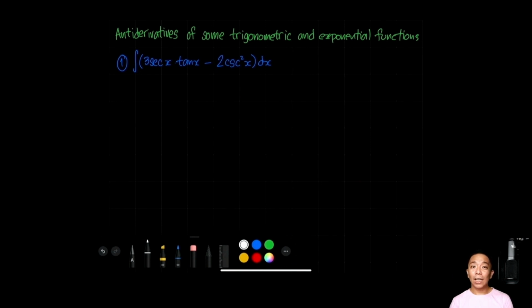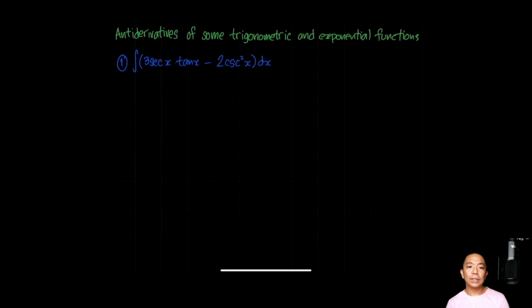So here we see two terms, and both terms have a function with a constant coefficient. So let's apply our rule from the previous video, that we can write it as a constant times the general antiderivative of each term. So we'll rewrite this as 3 times the general antiderivative of secant x tangent x, minus 2 times the general antiderivative of cosecant squared x.